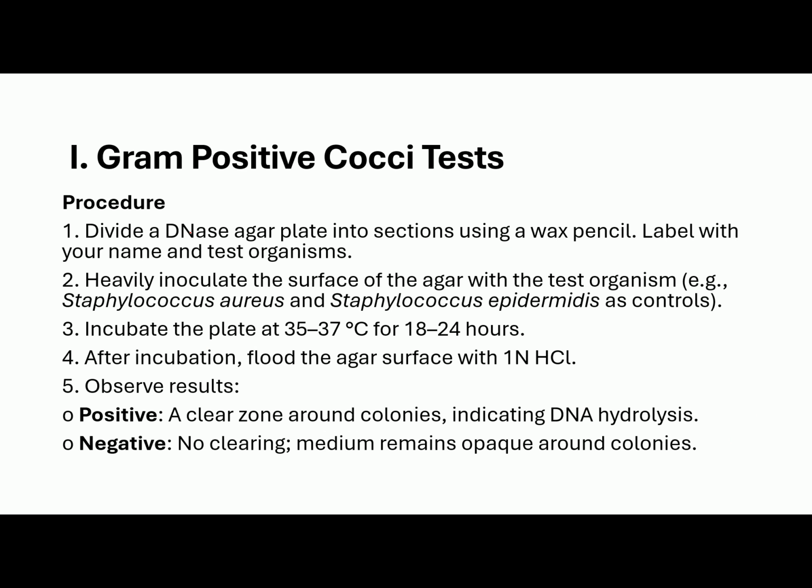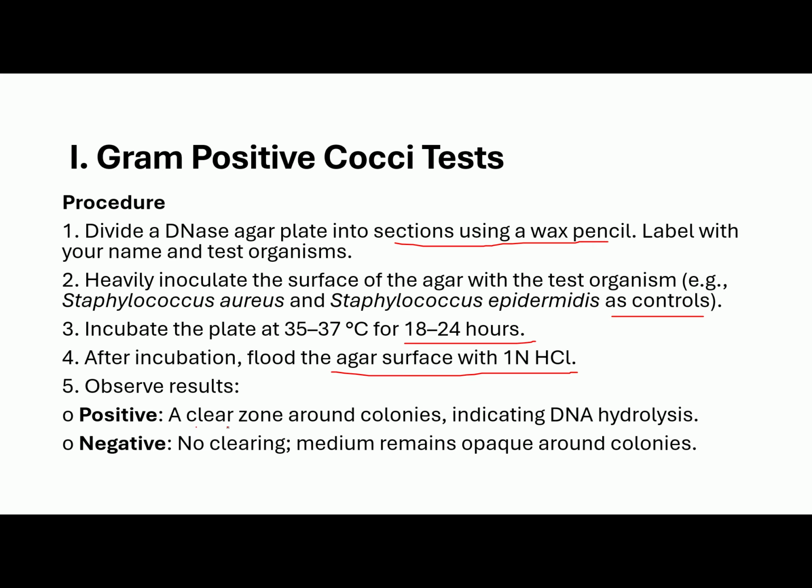So ito yung procedure niya. So you're going to divide the DNase agar into sections using a pencil, label with your name and test organism. Heavily inoculate the surface of the agar with the test organism. Specifically, examples are Staph aureus, Staph epidermidis as control. Incubate the plate at 35 to 37 degrees for 18 to 24 hours. After incubation, flood the agar surface with 1 normal hydrochloric acid.